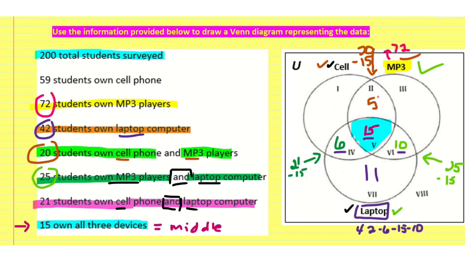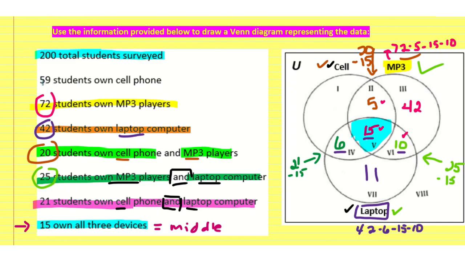However, what numbers do we already have in the circle? I already have a 5 and a 15 and a 10. So I need to subtract off those numbers that are already in the circle so that I do not duplicate those people. So 72 minus 5, minus 15, and minus 10. And that is going to leave me with 42 people that own only an MP3 player and no other devices.